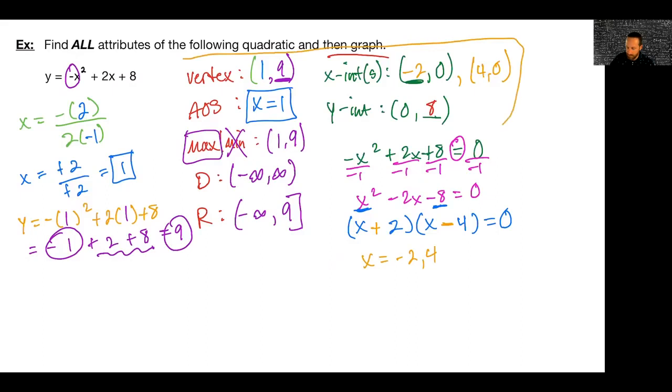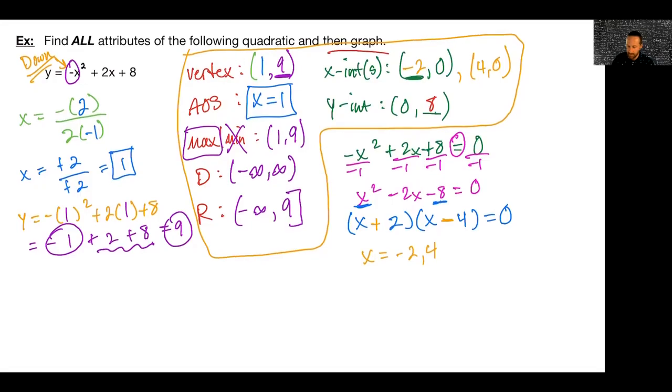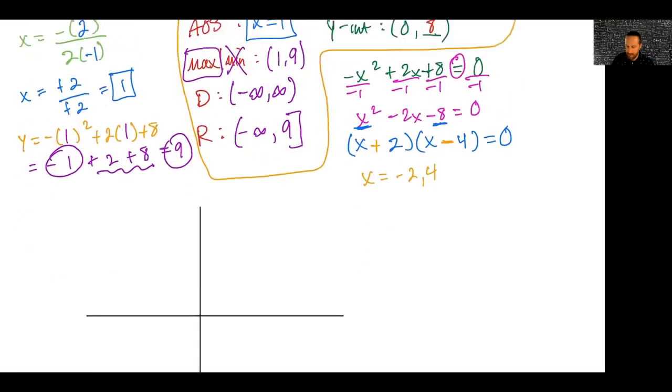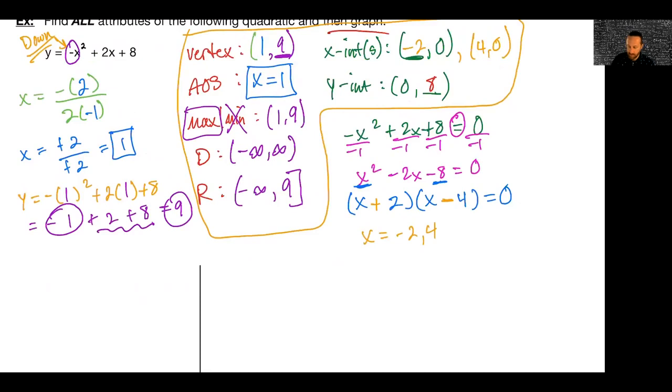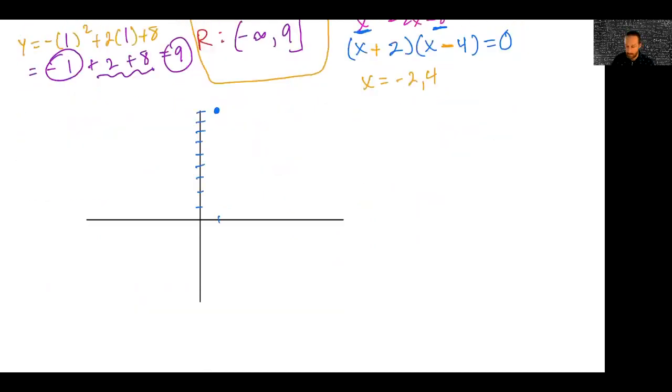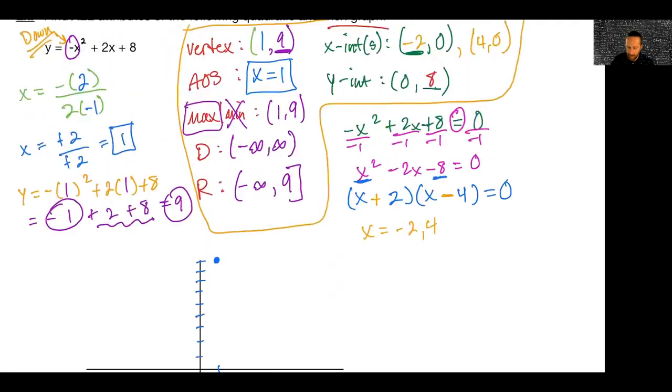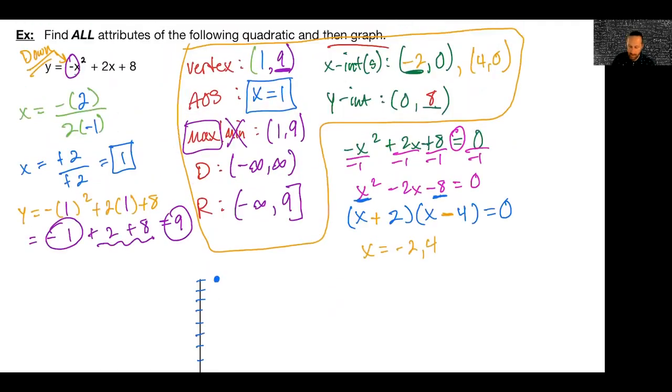And with all of this information and the fact that I know that this faces downwards, I should be able to graph this pretty well. So let's apply all of this together and draw this out real quick. Let's start with that first thing, that vertex, (1, 9). From there, we knew that it was facing down, and it was that normal x squared with some shifts going on. And we know the shifts are right 1, up 9.